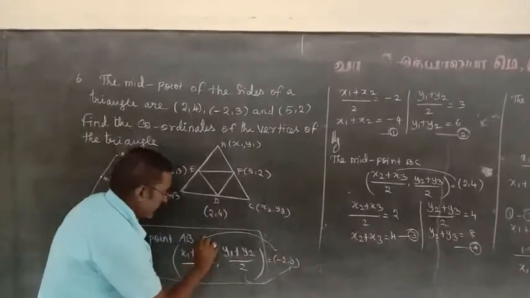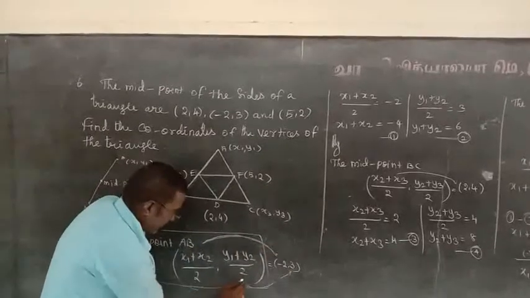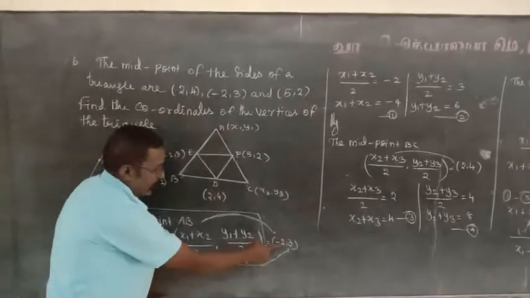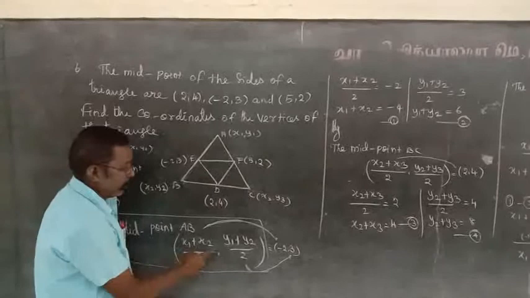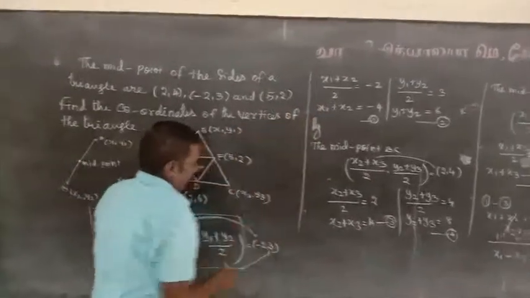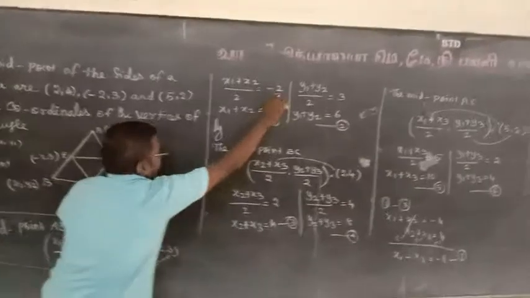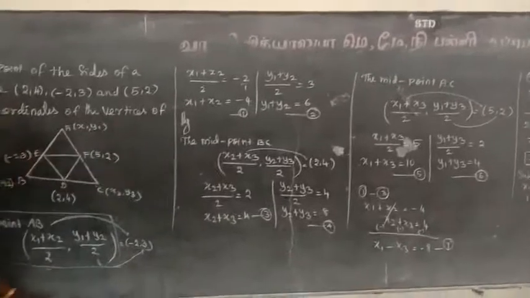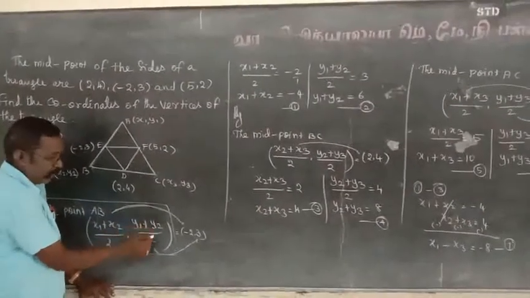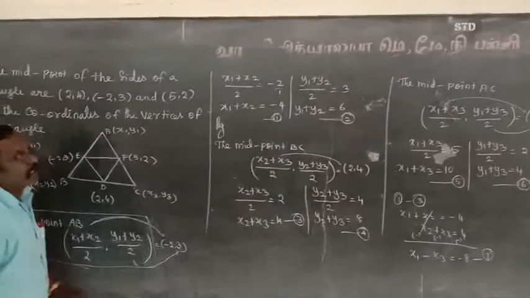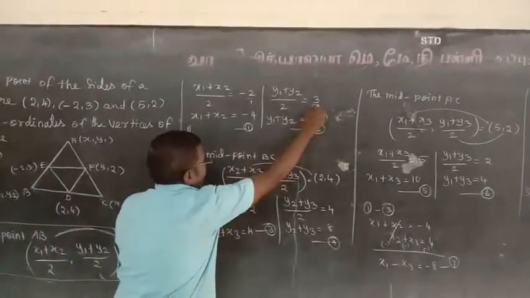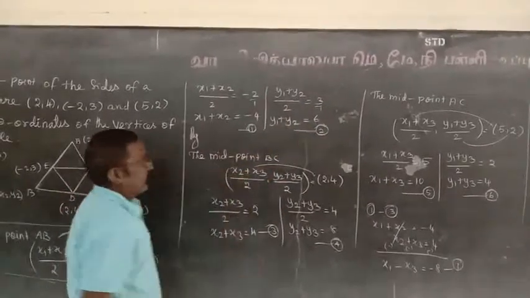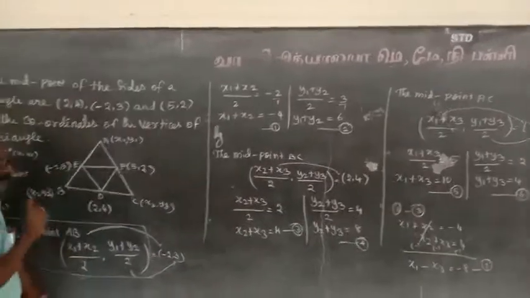So you take the first term, and then the second term. (x1 + x2)/2 equals -2, so by cross multiplication x1 + x2 equals -4, equation number 1. Similarly (y1 + y2)/2 equals 3, so y1 + y2 equals 6, equation number 2. So first you take the midpoint of AB.